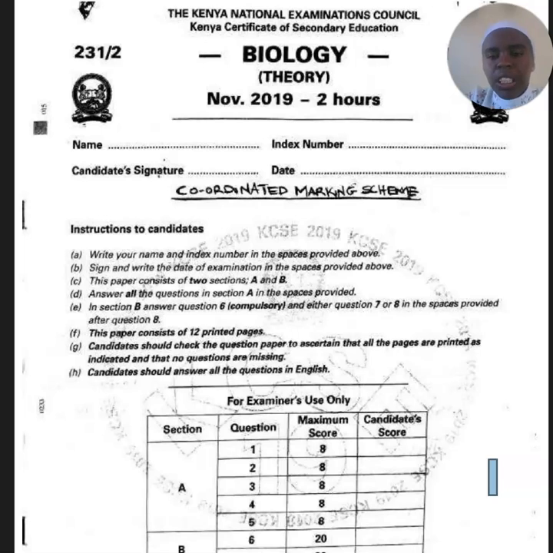You're going to revise KCSE papers. So I'm going to start with the KCSE 2019 paper. Do revision questions as we look at the answers. So this is KCSE 2019 paper 2.